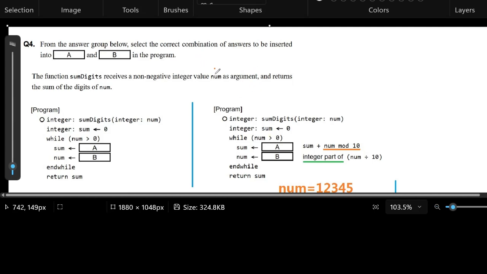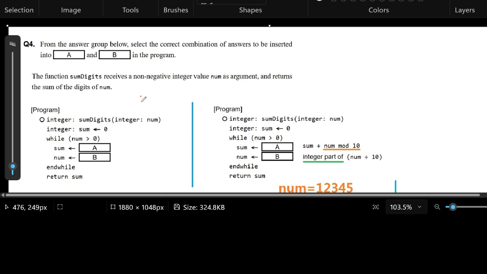Question number 4 of the PhilNITS FE afternoon portion of the exam. In this question, we are given a function called SUMDIGITS, which receives a non-negative integer value num as argument and returns the sum of the digits of num.